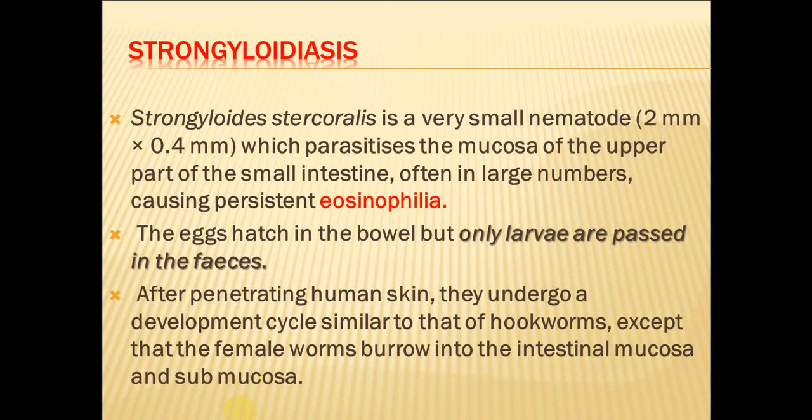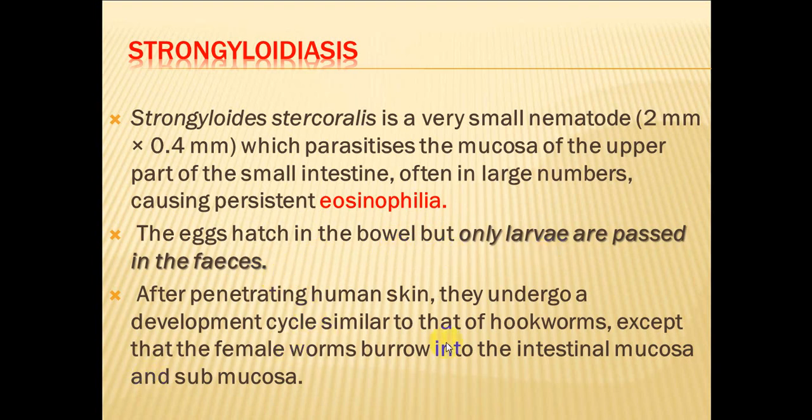Second worm, strongyloidiasis. Strongyloides stercoralis is a very small nematode, 2 millimeters, which parasitizes the mucosa of the upper part of the small intestine, often in large numbers, causing eosinophilia. The eggs hatch in the bowel, but only larvae pass in the stool.